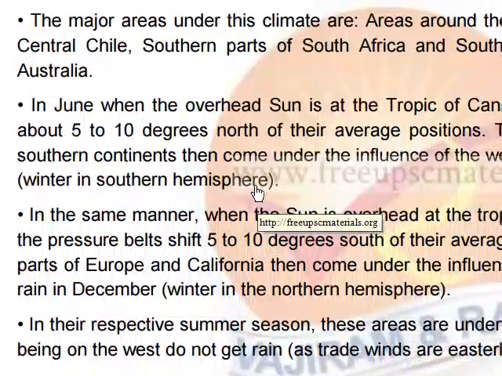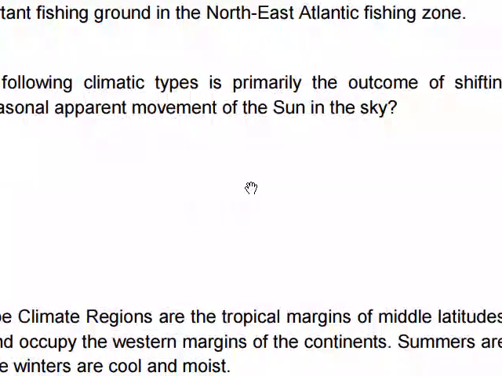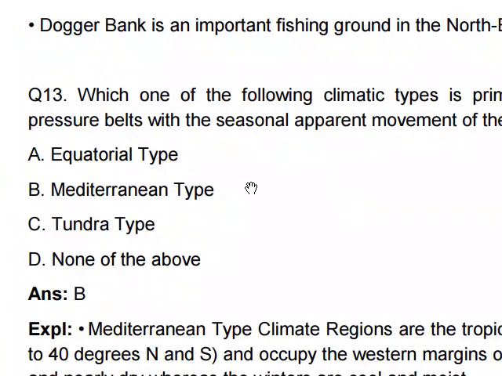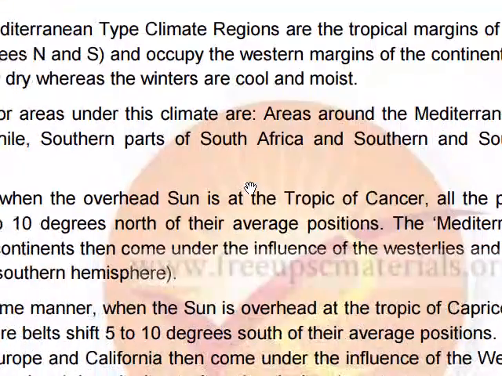Discussing all these things, which of the following climatic zones? So it is the Mediterranean type of climate zone, primarily the outcome of the shifting of pressure belts with the seasonal apparent movement of the sun in the sky. Okay.